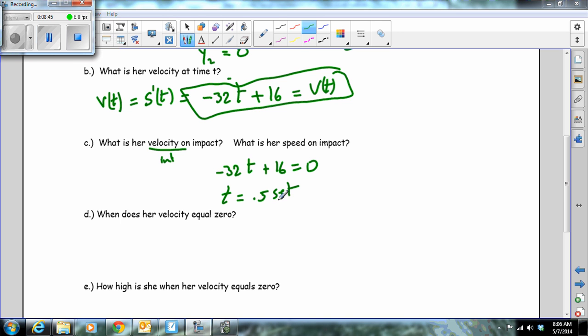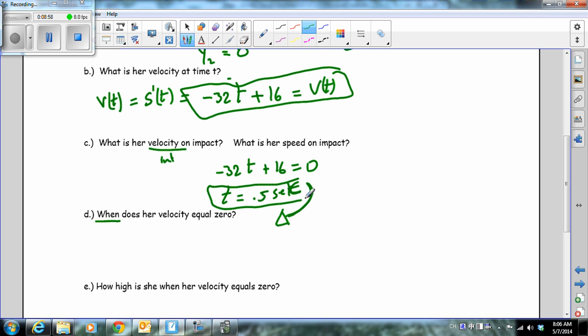What is her speed? Well, I just answered the question when. I answered the time. So this goes down here. Note that I'm saying this whole thing goes down here because I find t, which is the time. This time answer is from this one. Now let's go back to C.